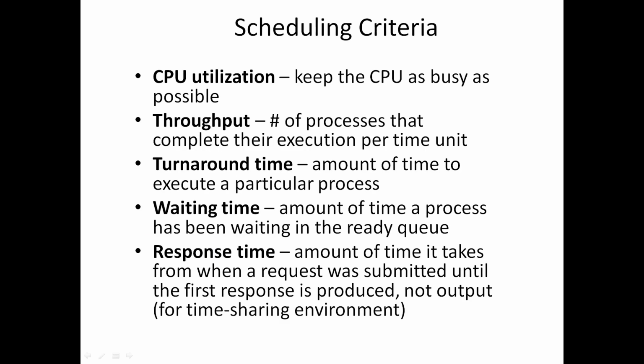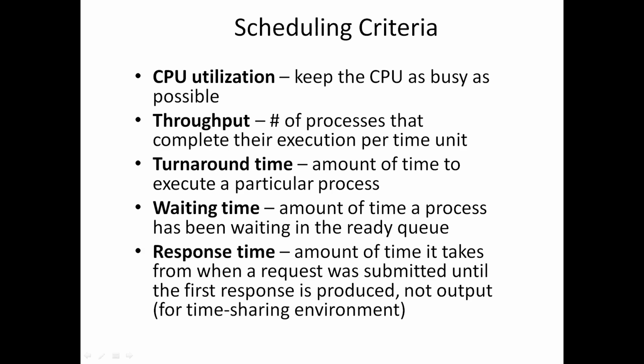These are the important scheduling criteria we use for comparing CPU scheduling algorithms. First one is CPU utilization. The main objective of multi-programming is to maximize the CPU utilization. We need to keep the CPU as busy as possible, then only we will get the maximum CPU utilization. That is the first and main criterion. Then the second one is throughput. Throughput is the number of processes that complete their execution per time unit.